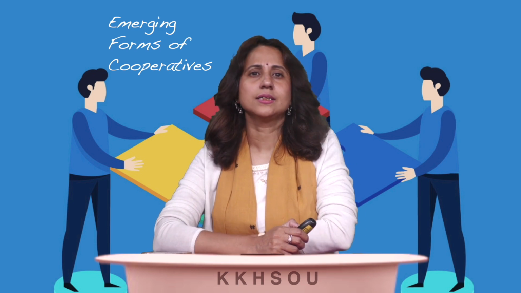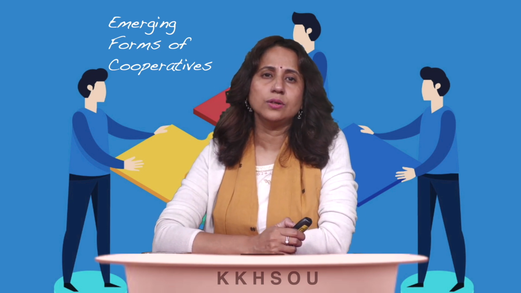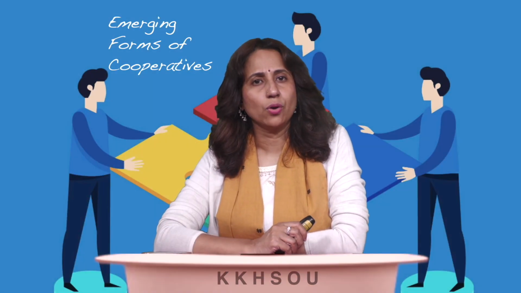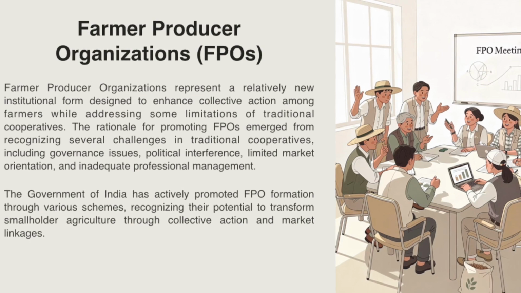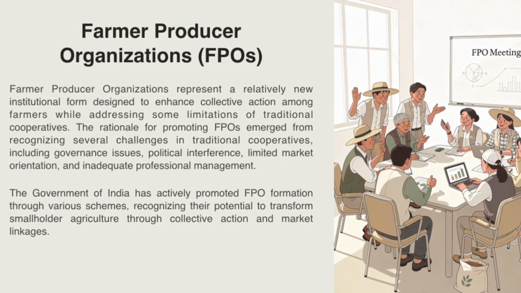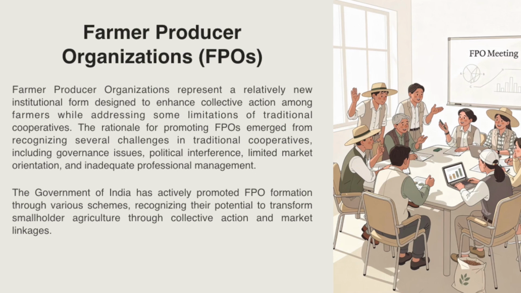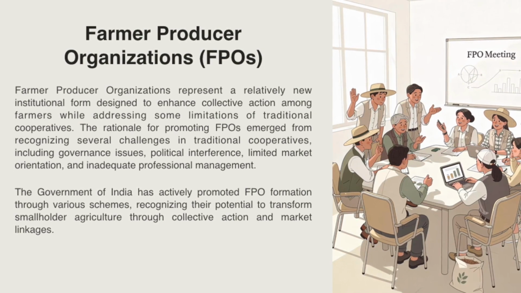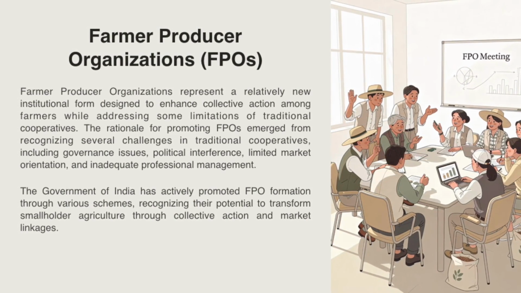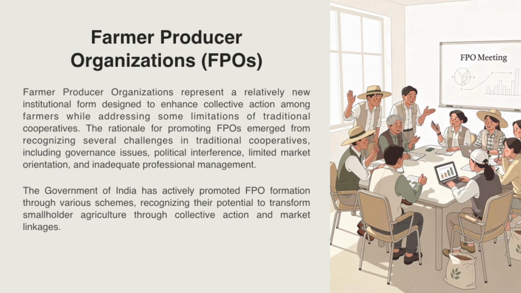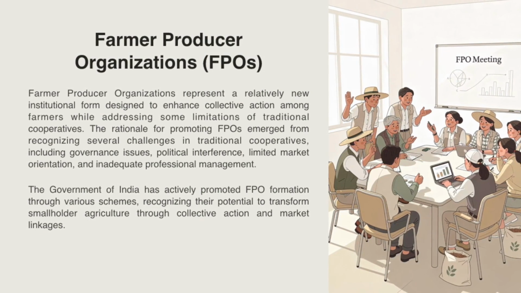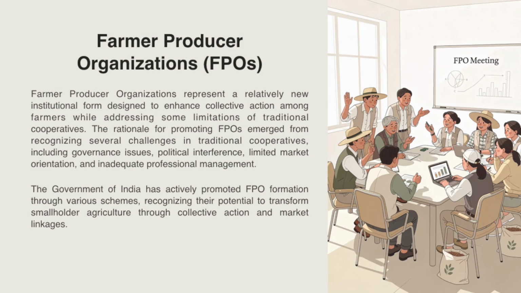Now, dear learners, let us discuss the farmer producer organizations, which we call FPOs. FPOs, farmer producer organizations, represent a relatively new institutional form designed to enhance collective action among farmers while addressing some limitations of traditional cooperatives. FPOs are legal entities formed by primary producers, namely farmers, with the objective of improving their income through aggregation of produce, collective bargaining, accessing the market, reducing cost of inputs, and achieving economies of scale.